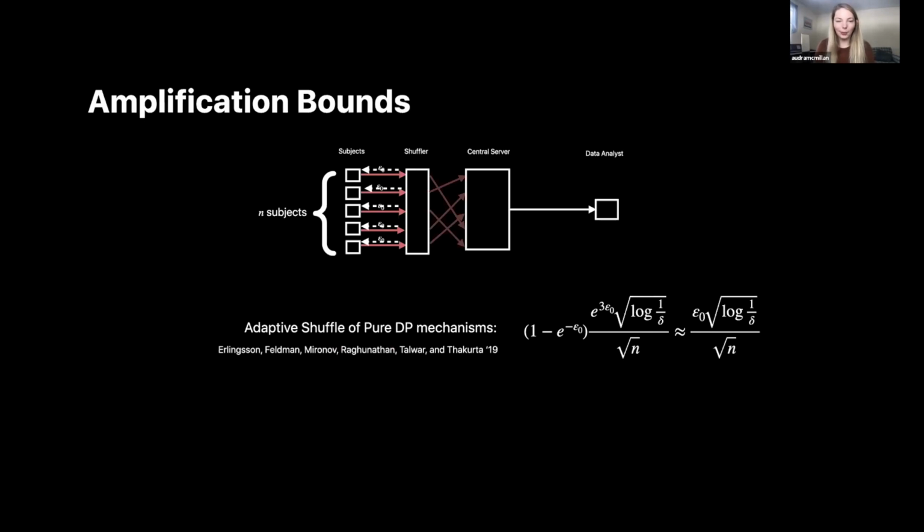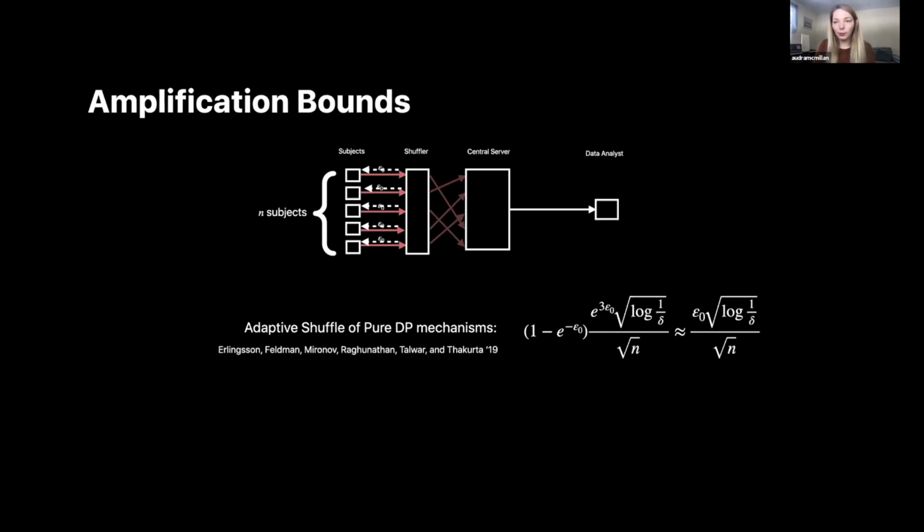Questions welcome. I won't pause unless there are questions. Okay, so what this Erlingsson et al. paper showed is that the output of the shuffler, so if I look at this output in the central model, is private. If all the mechanisms are epsilon-naught DP, then the output is (epsilon, delta)-DP, where this formula here gives me the epsilon.